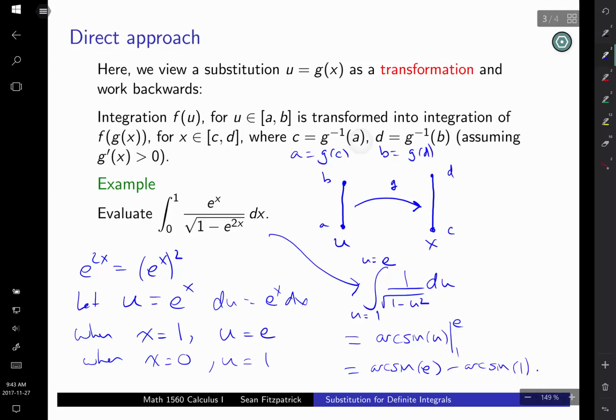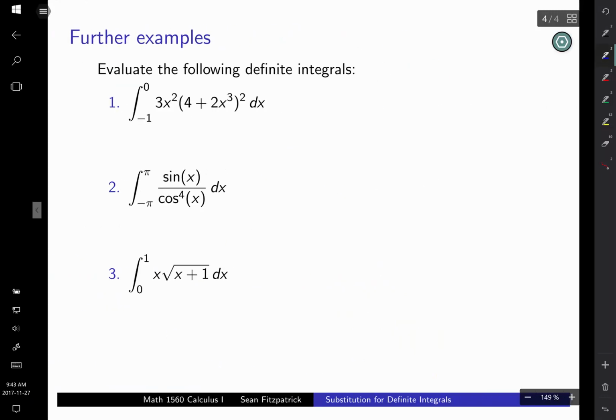So the other way I could have done it is if I had done it using the indirect approach, I would be doing arcsine of e to the x, and I would be evaluating from 0 to 1, and I would get the same result, right? I would plug in x equals 1, I would get arcsine of e, I would plug in x equals 0, I would get arcsine of 1. So same result either way. There are times where it can be advantageous to change your limits. Let's try a couple more just so we get a feel for how it works doing things this way.